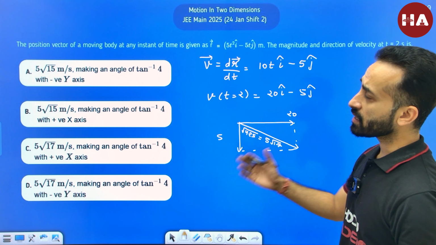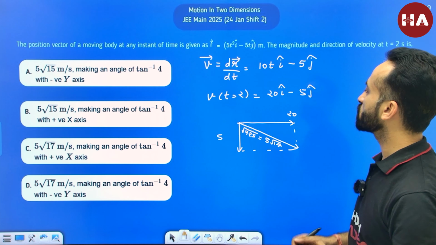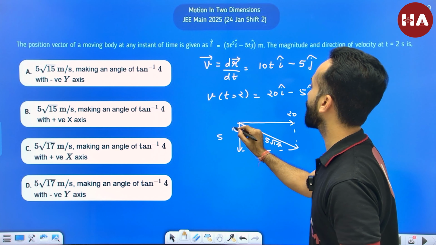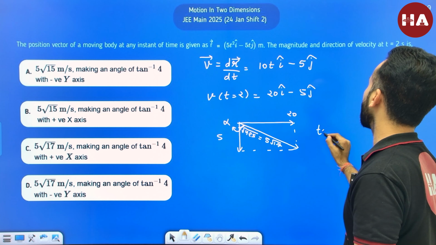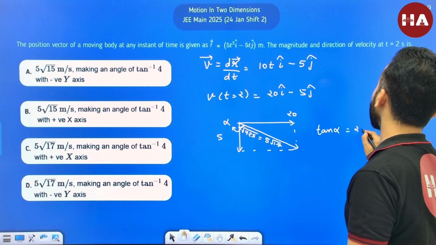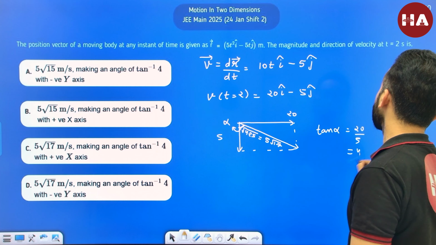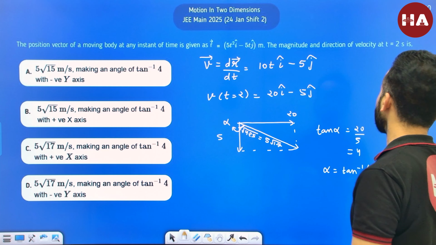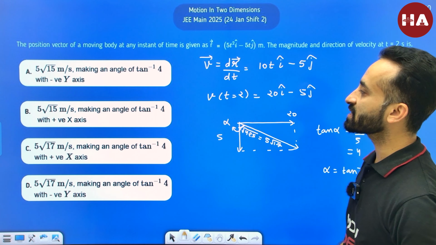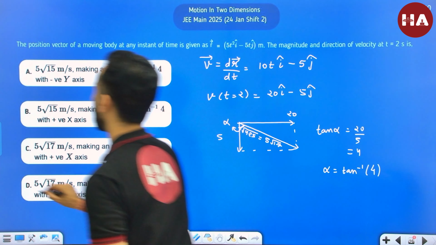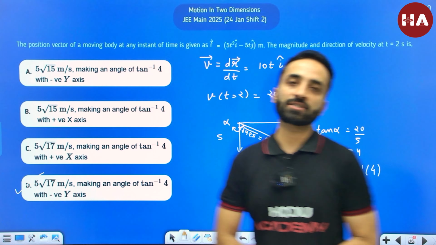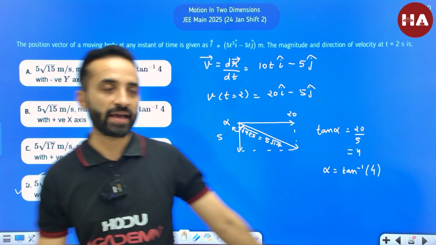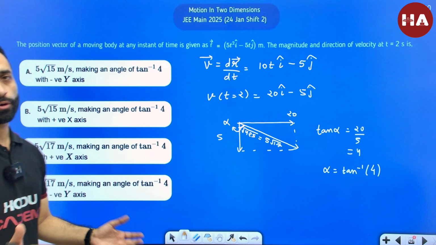Now the angle is given as tan inverse 4. So I do understand that they are talking about this angle, let's say alpha. So tan alpha is equal to 20 by 5, that is 4. So alpha is tan inverse 4, where alpha is the angle that it makes with the negative y-axis. So the correct answer should be option D, my dear students. So 5 root 17 making an angle of tan inverse 4 with the negative y-axis. No doubt whatsoever. I hope you should be able to do it.